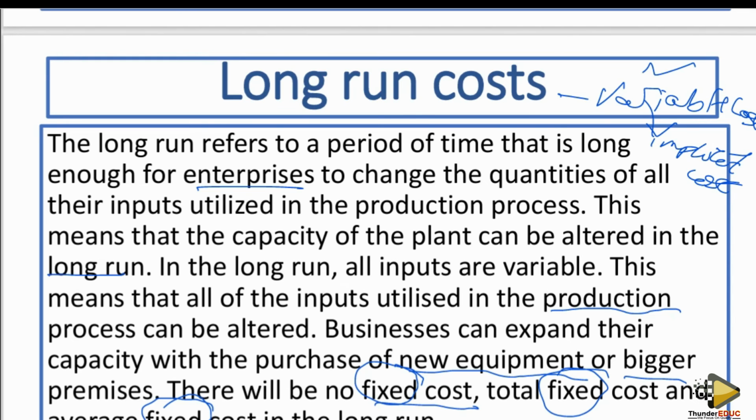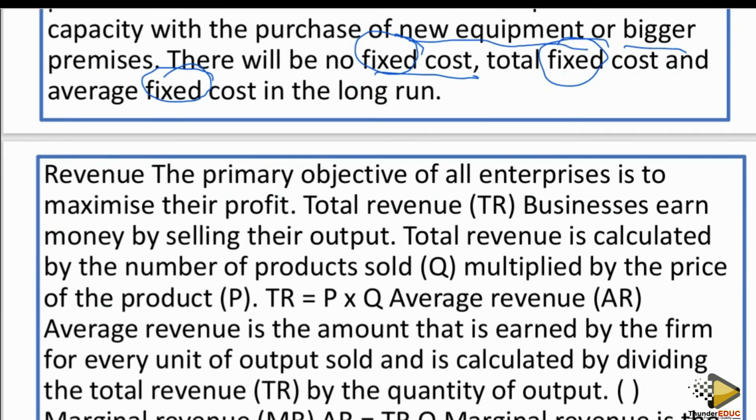But now, in the long run, normally goes with what is a variable, or what varies. Variable or varies means that it changes from time to time. Okay, not constant as well. Okay, so now moving on, we have the revenues.